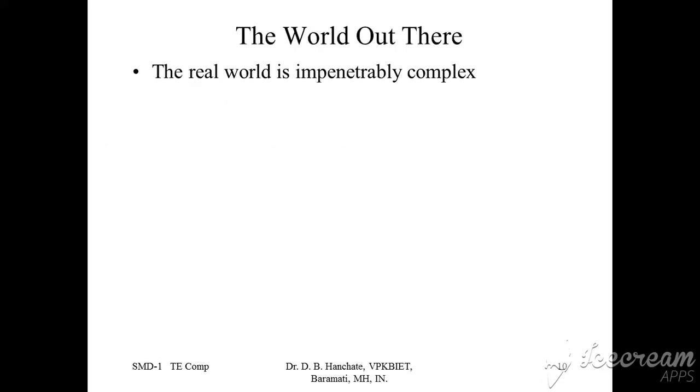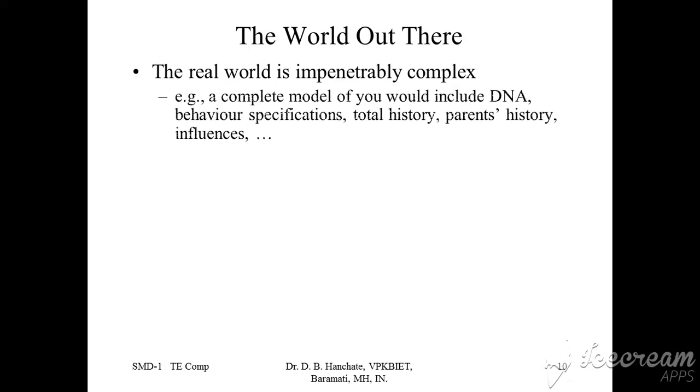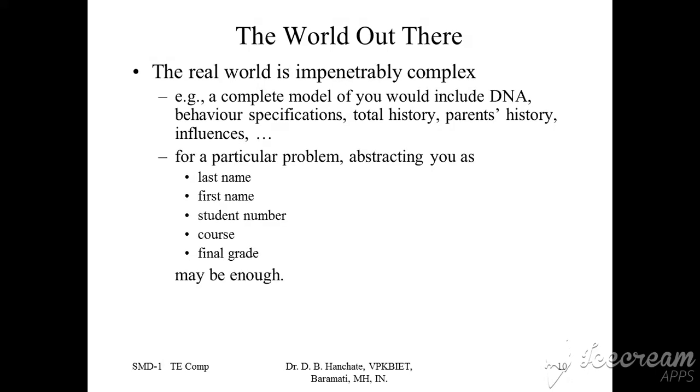What about the real world? The real world is impenetrably complex. For example, a complete model of a person would include the DNA, the behavior, the specification, total history, parent history, and influences. So a person includes all these things in itself. But for a particular problem, we abstract the person as last name, first name, student number, course, and final grade, which may be enough for that particular problem.